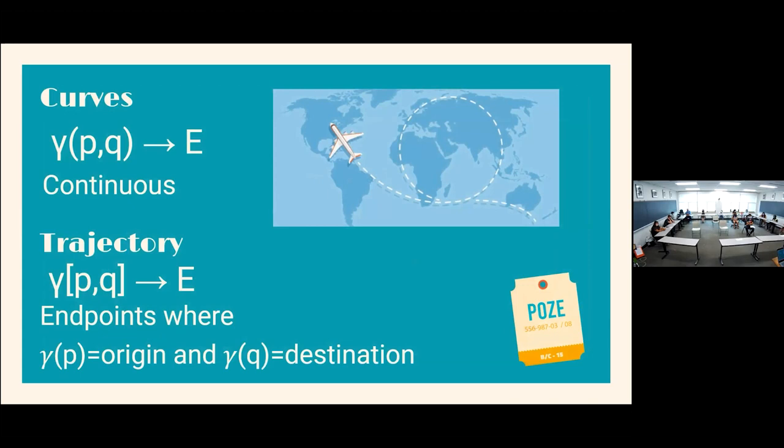And one important distinction to make here is the difference between curves and trajectory. So in our real world applications, we have trajectory because we have two endpoints, the origin of descent and our final destination. But when we do mathematical models, we have to assume them to be a curve, which is a continuous line.